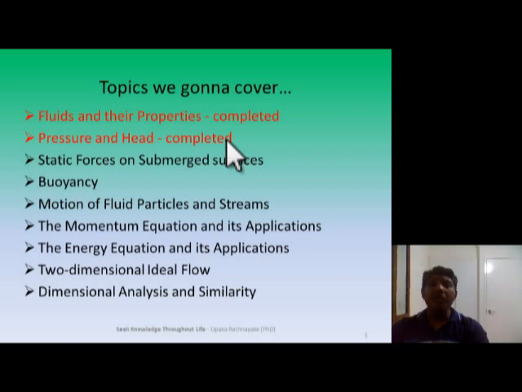Now see, still we are looking at the static liquids. We are not looking at the dynamic or moving liquids. We are just looking at the stationary liquids. Now, the learning outcome from this session would be, how can we find the static forces on submerged surfaces, and what are the applications of these static forces on civil engineering structures.